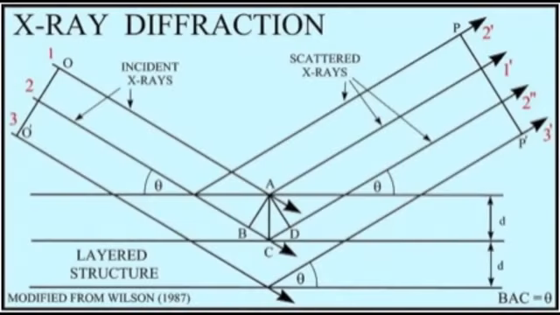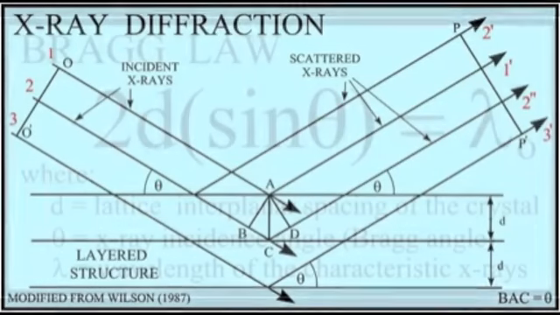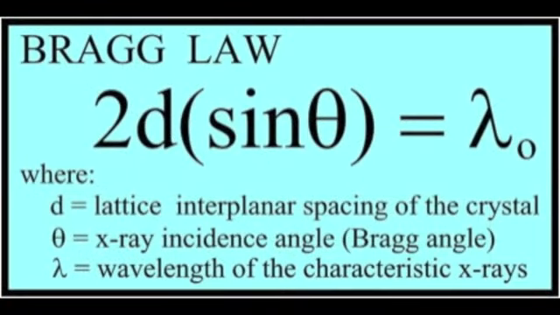In order for X-rays to be properly diffracted, the angle of incidence of X-rays against the atoms in the crystal must satisfy Bragg's law. This is the formula for Bragg's law. The angle of incidence of X-ray, also known as Bragg's angle, is denoted here as theta, and determines if Bragg's law can be satisfied.